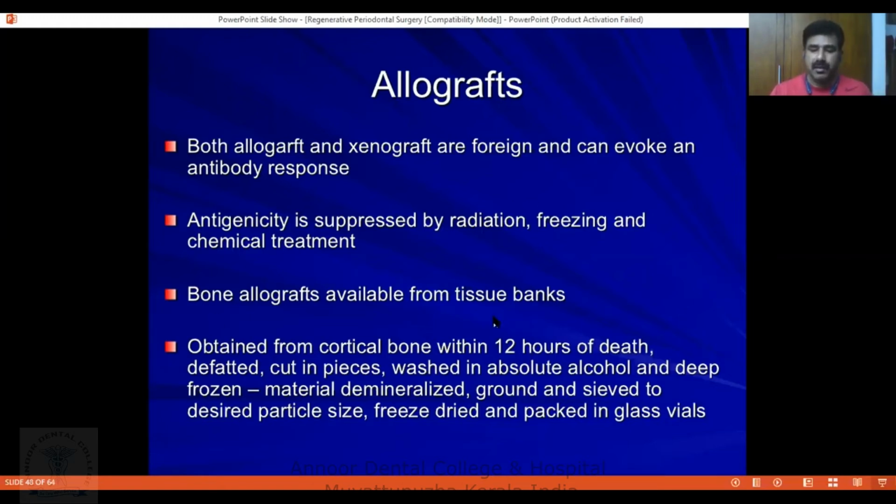Suppose even when you transfuse blood, you have to look at a lot of things, blood grouping, antigenicity, all this. Similarly, you have to remove all the antigenicity associated with a bone graft from a different individual. So this bone graft will go through a lot of processing. First it is defatted, cut in pieces, washed in absolute alcohol, then defrozen, then demineralized, then ground, sieved to the desired particle size, freeze-dried, and packed in glass vials.